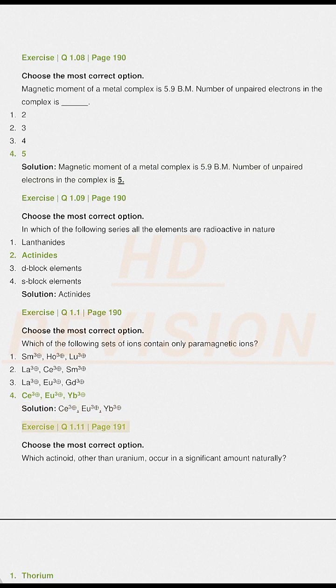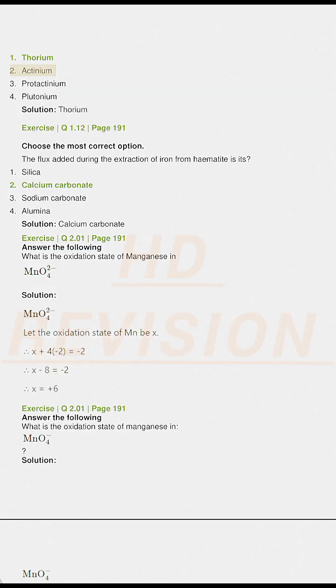Exercise Q 1.11, page 191. Choose the most correct option. Which actinoid, other than uranium, occurs in a significant amount naturally? 1. Thorium. 2. Actinium. 3. Protactinium. 4. Plutonium. Solution. Thorium.